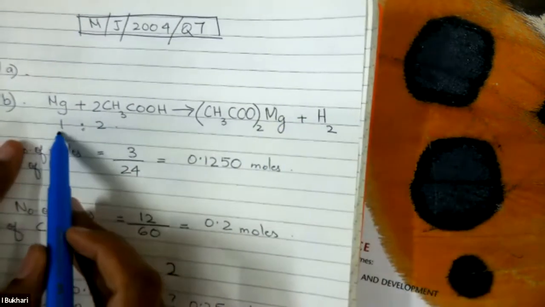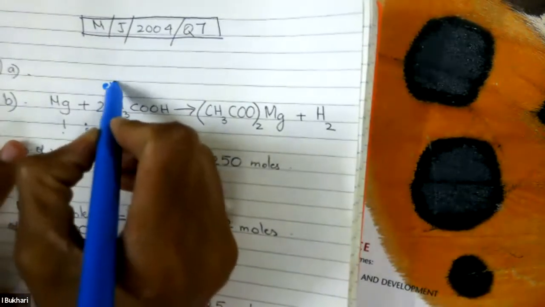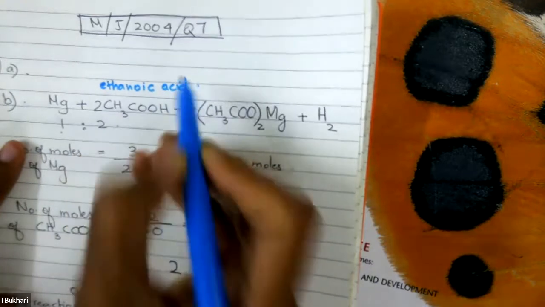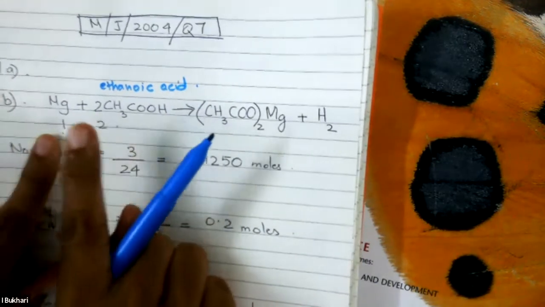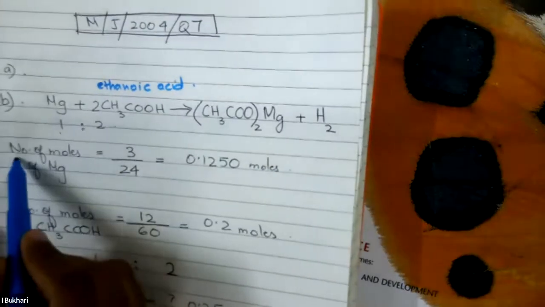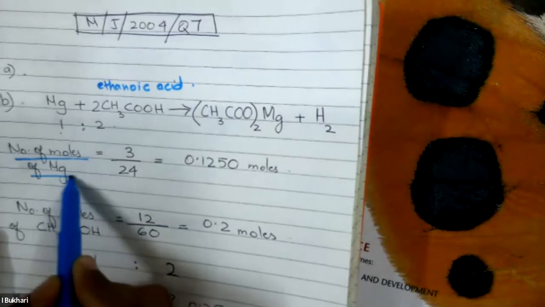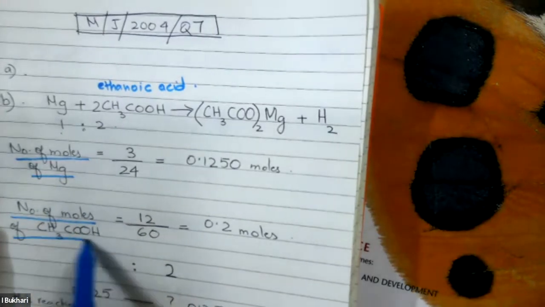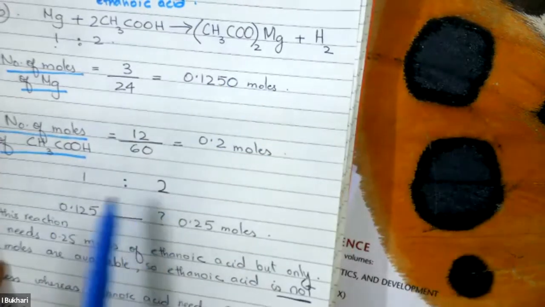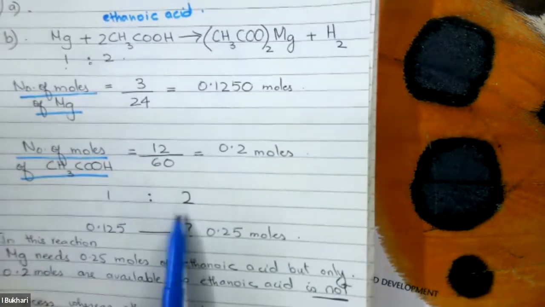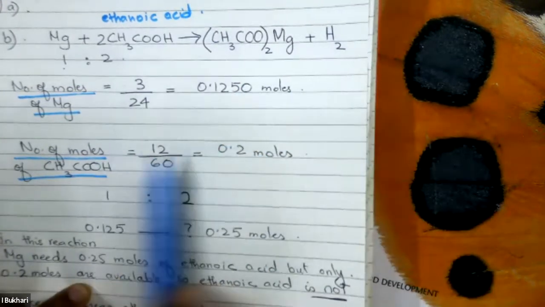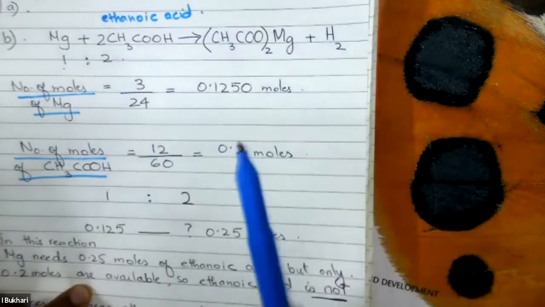We know the ratio. This is ethanoic acid. The ratio is 1:2. Now we will find out the number of moles of both magnesium and ethanoic acid, and we will see if they are according to this ratio. Whichever of these values is above this ratio, that will be in excess.